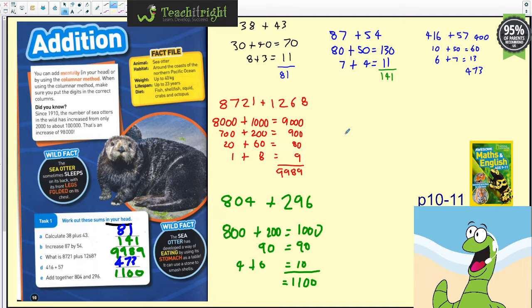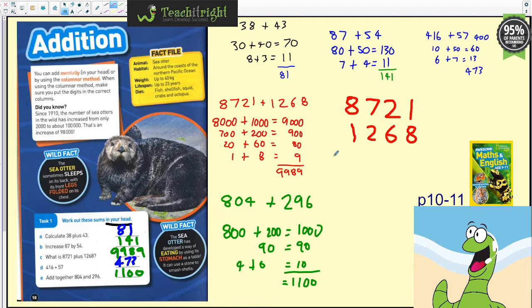So the first thing with column addition, it's really important to set things out, you can see a message there, in order. So for example, I'm going to do everything in place value. So this is my thousands. So I've got 8,721. So when I now come to write 1,268, I'm going to make sure the 1,000 is exactly underneath the 8, the 200 is exactly under the 700, the 60 is exactly under the 20, and the 8 is exactly under the 1.